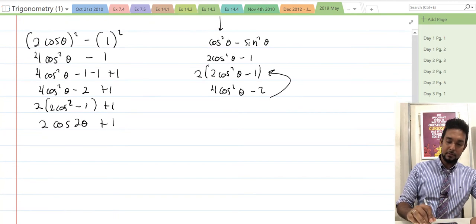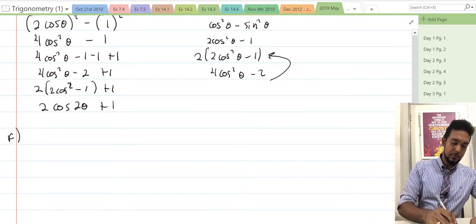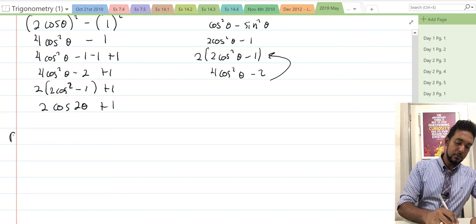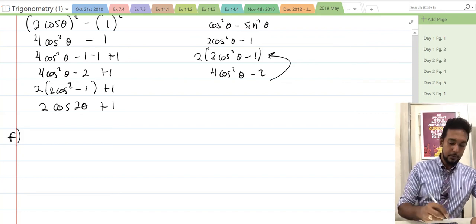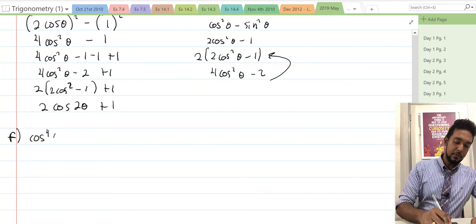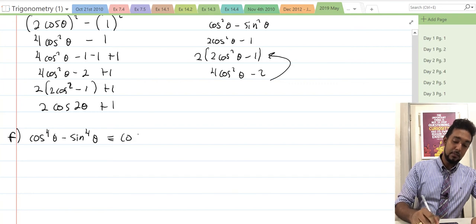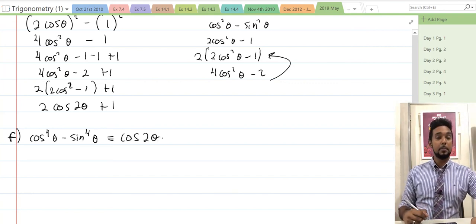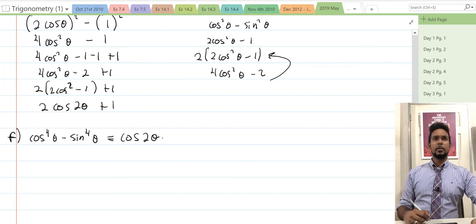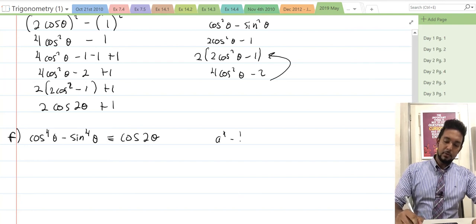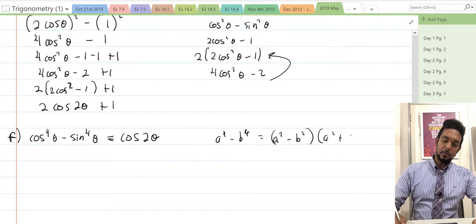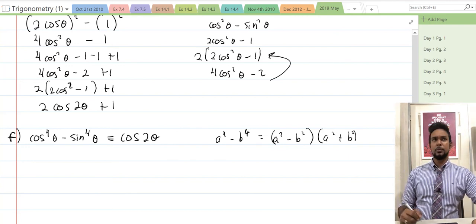I'll just start off with a little more room. Oops. Why is my letter formation so horrendous? Anyhow, F. Okay, so we have cos to the 4th theta minus sine to the 4th theta, identical to simply cos 2 theta. Well, look at that. What was the trick we learned in the last exercise on Tuesday? Cos to the 4th and sine to the 4th is still a difference of 2 squares, right? So remember, if we consider a to the 4th minus b to the 4th, we could factorize this as a squared minus b squared, and then a squared plus b squared.